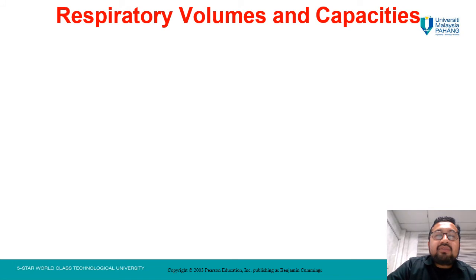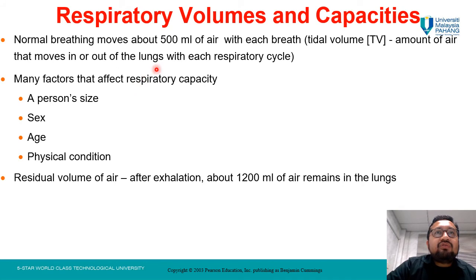Respiratory volume and capacities. We can divide the air in our lungs according to the differences between forced expiration and forced, maximum inhalation, which affect the air volume inside our lungs. Normal breathing moves about 500 milliliters of air with each breath, the tidal volume, the amount of air that moves in or out of the lungs with each respiratory cycle.